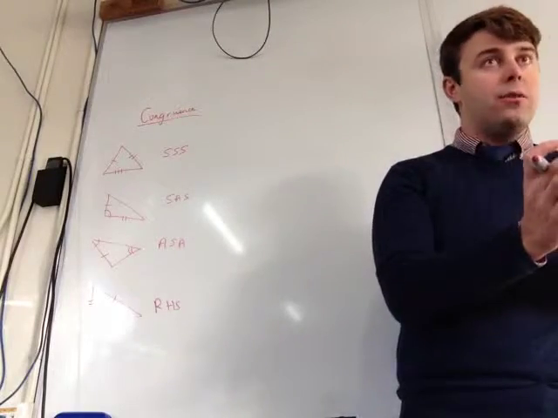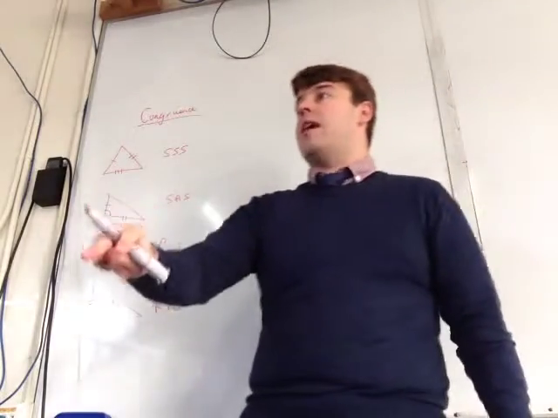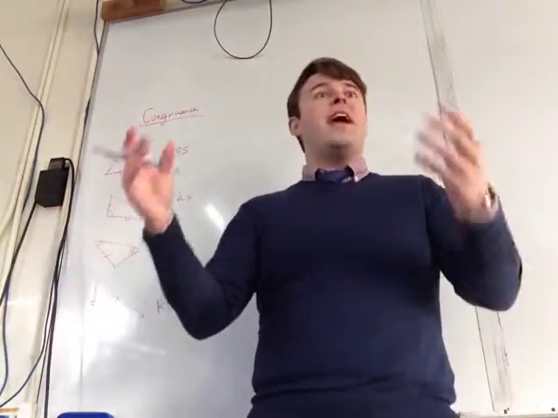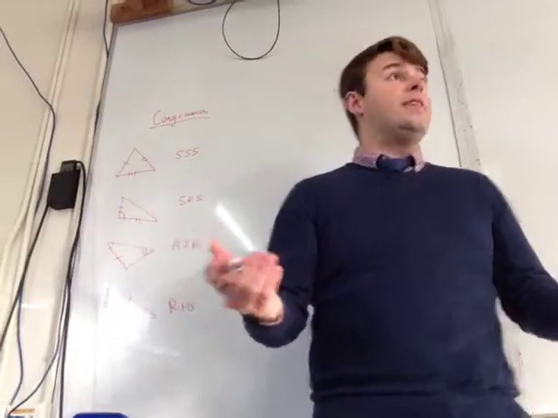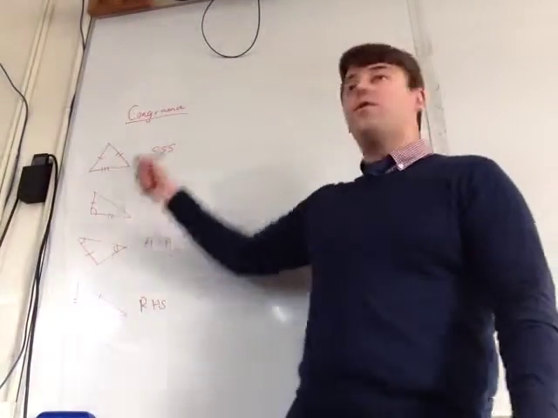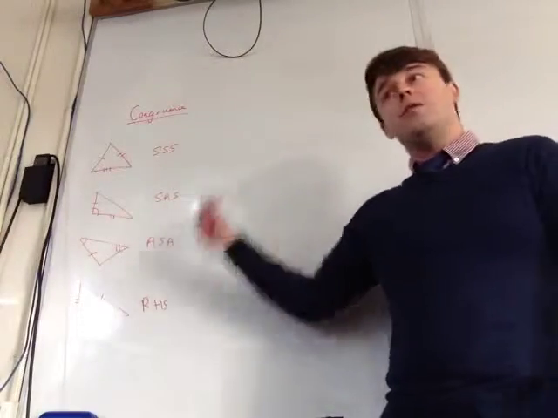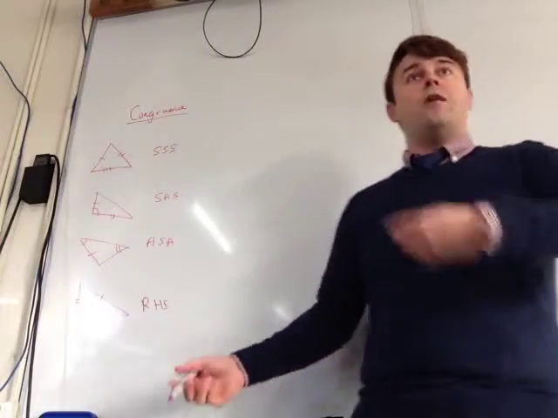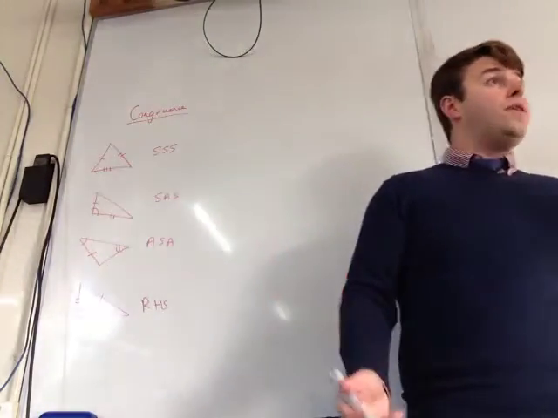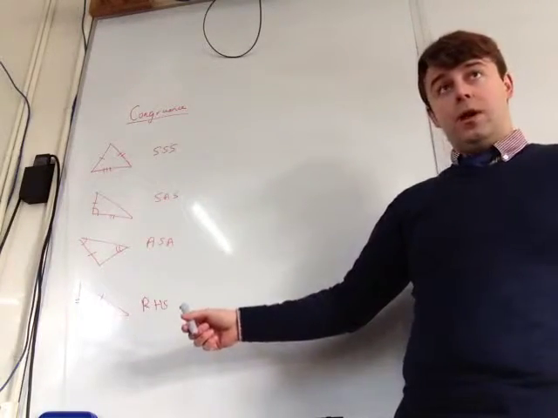So this is what congruency with triangles is about. Saying there's two triangles there, I have to prove that they are identical, that they are congruent. And to do that, I prove that one of these four rules apply. So you need to know these four rules, because if you don't know the four rules, you can't apply it, which means you can't prove it. So the first step is learn these four rules, okay?